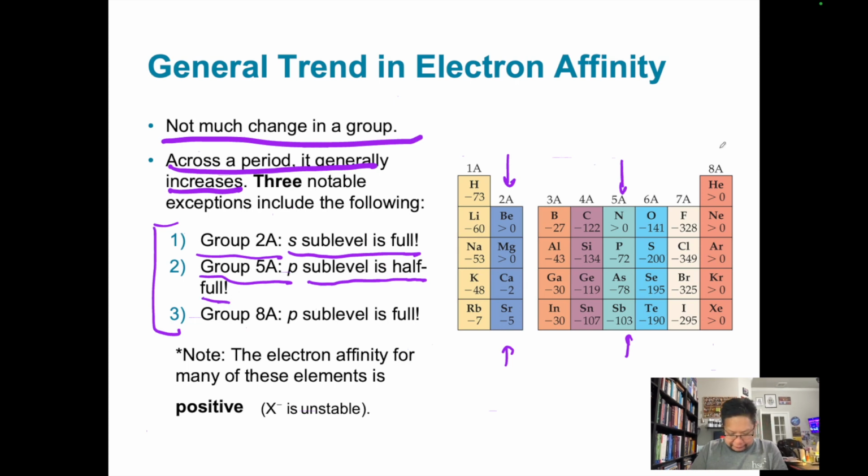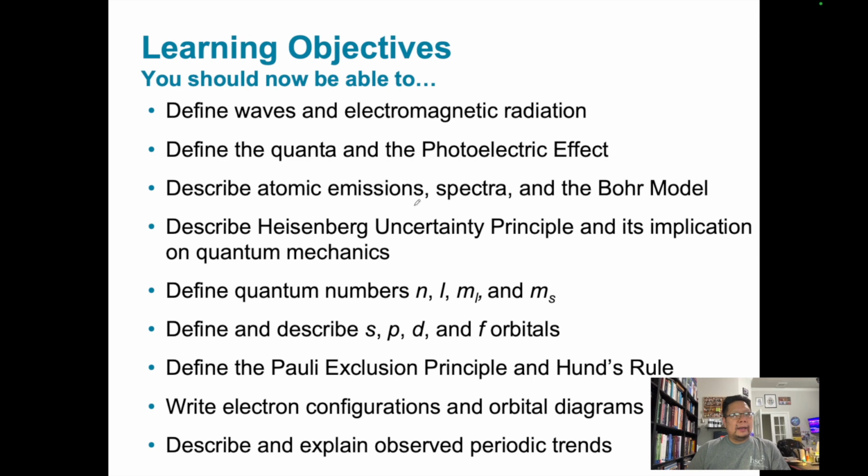And then group 8A, the noble gases. They don't need electrons. They have a full sublevel of p orbitals. So why have an affinity for electrons when you don't need them anymore? You have your 8 electrons, you're happy. And that actually ends the lecture.